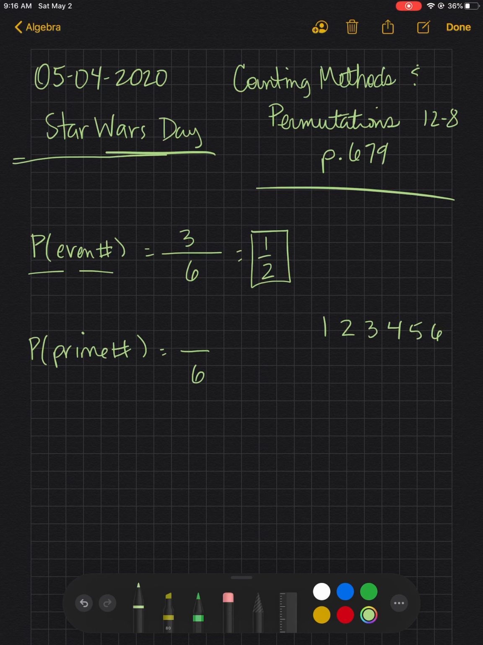All right, so let's look at number 5 there. Sorry, let me scoot them down a bit. Okay, so number 5, you've got a different situation. You've got a blue number cube and a yellow number cube. Still the same, 1 through 6.